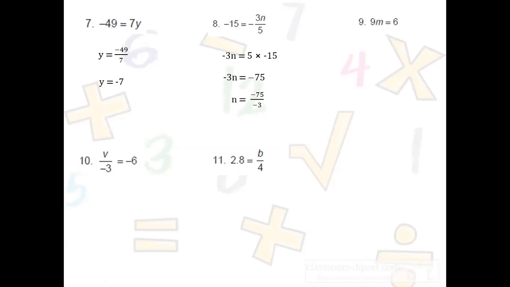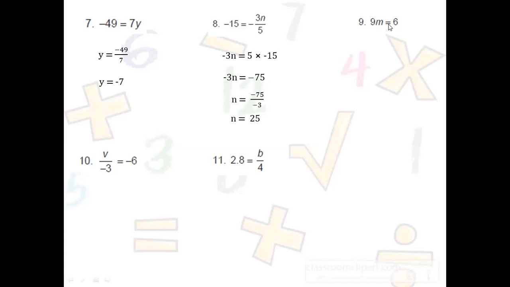Now, both of them are negative, which means your answer should be positive. Correct. So n is equal to 25. You can check it. Negative 3 multiplied by 25 will give you negative 75. Negative 75 divided by 5 will give you negative 15. If you have done the checking part, well done.